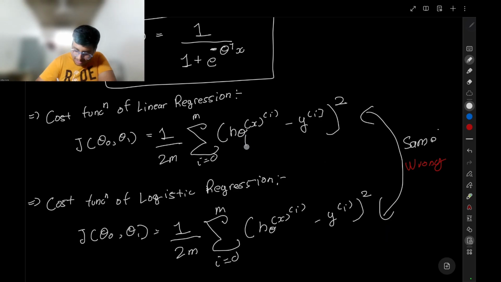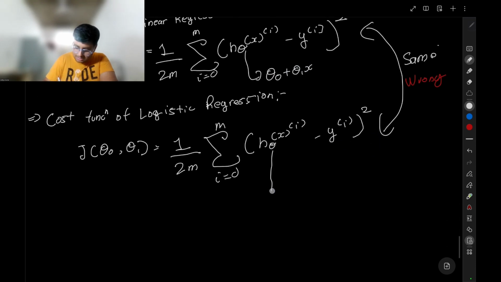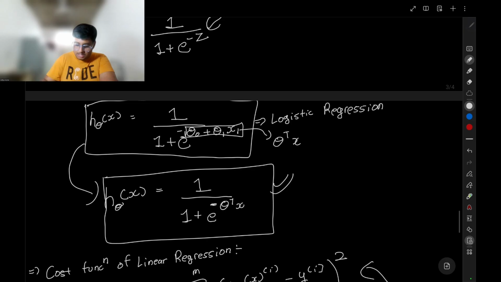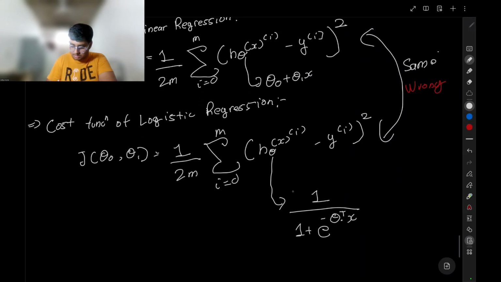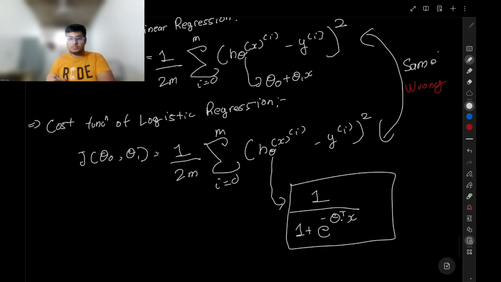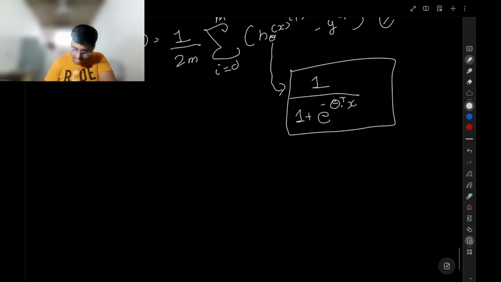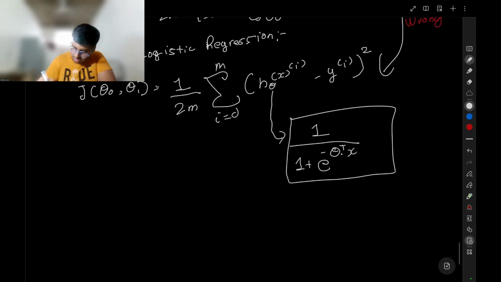Let me tell you, this is the most shocking part. Here h of theta of x is theta naught plus theta 1 x, but here h of theta of x is 1 upon 1 plus e raised to the power minus theta transpose x. You can see we have derived it here. So here the cost function is this. Now this is the cost function.